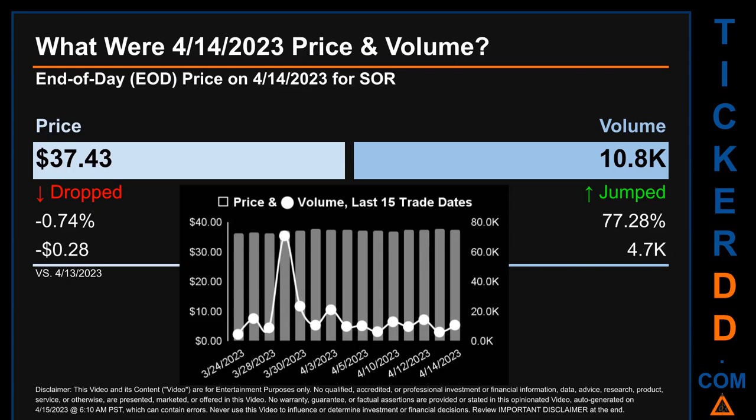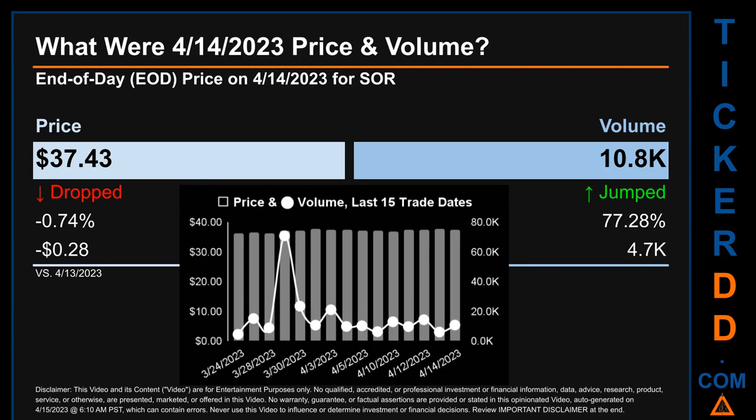What was end of day price and volume for SOR? On Friday, April 14, 2023, SOR had an end-of-day price of $37.43 and volume of about 10.8 thousand. Compared to the previous trading day, the price dropped 0.74%, losing 28 cents, while volume jumped 77.28%, increasing about 4.7 thousand. The graph shows price and volume for the last 15 trade dates.